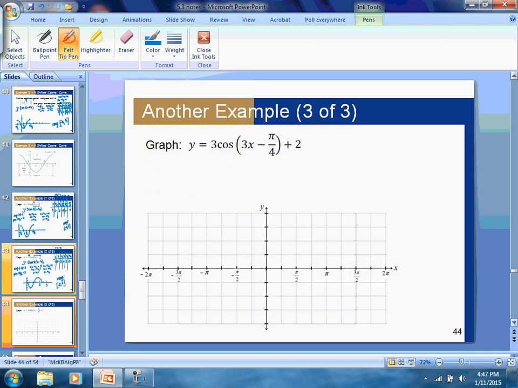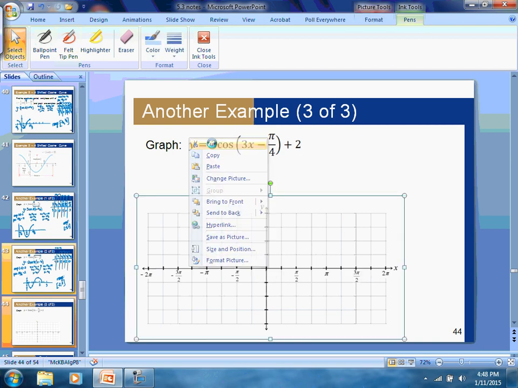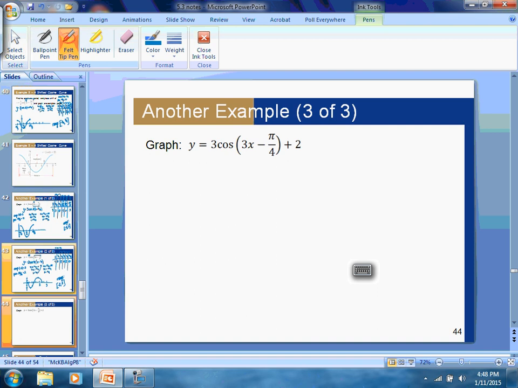Now example 3. This is pretty much as intense as it's going to get because we have a number that's being multiplied out front, and we have a k value, and we have a phase shift, and we have a number that's being added at the end. So this is as crazy as it could possibly get for you right now. And again, I think I'm going to get rid of this graph because it's not going to be as helpful as just drawing one by ourselves.